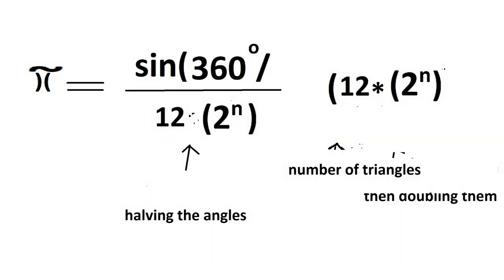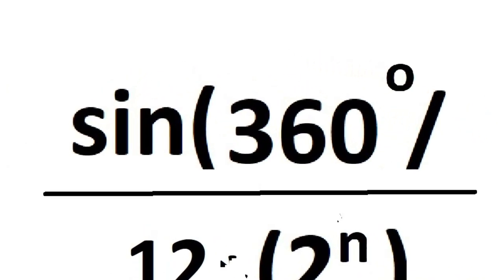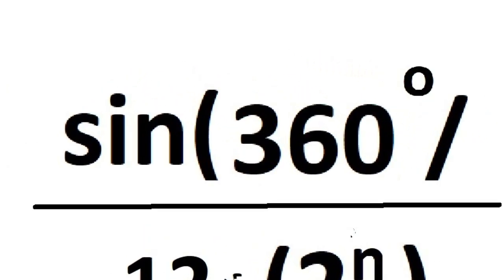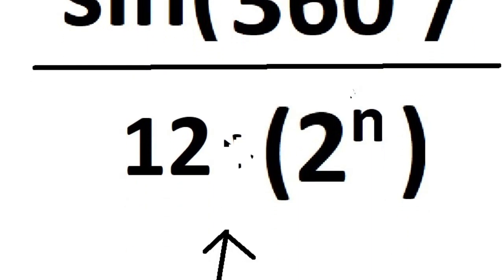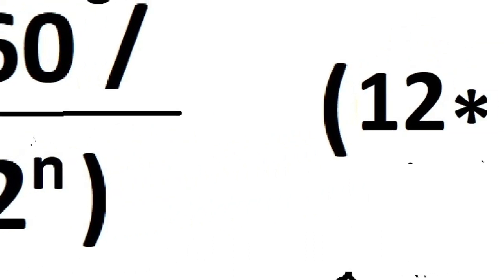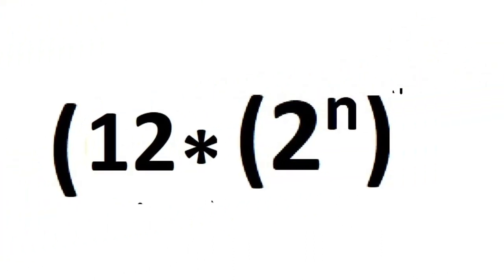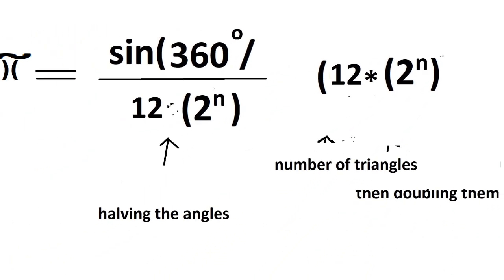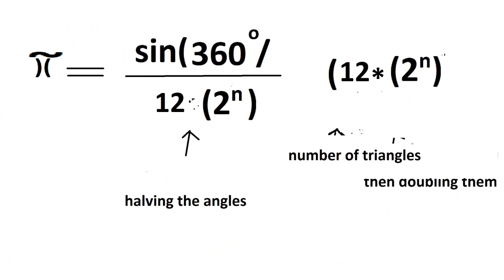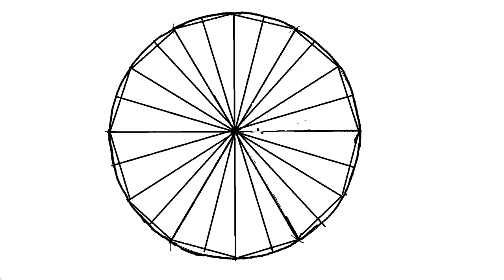360 divided by 12 multiplied by 2 to the power n allows us to halve the angle, and 12 times 2 to the power n allows us to double the number of triangles, with each repeated iteration. So the circle is divided into smaller opposite sides, which gets closer to the circumference of the circle.